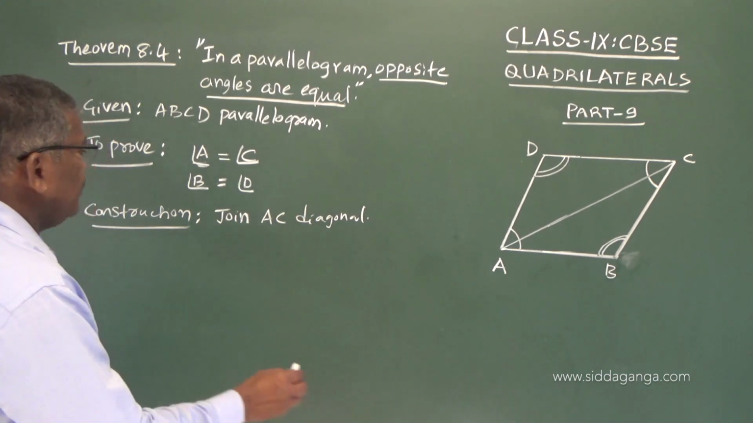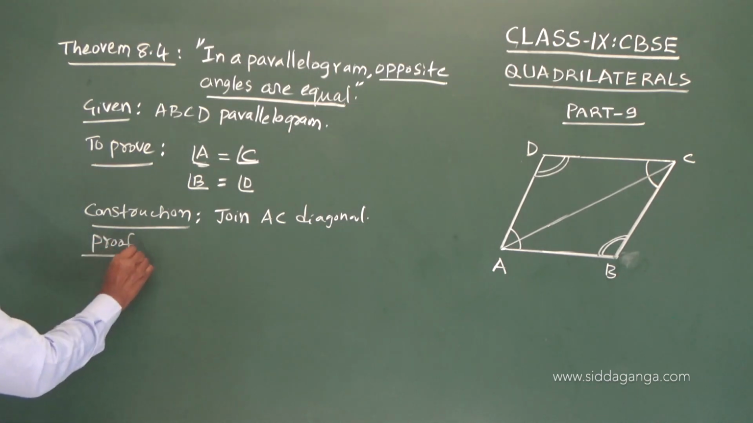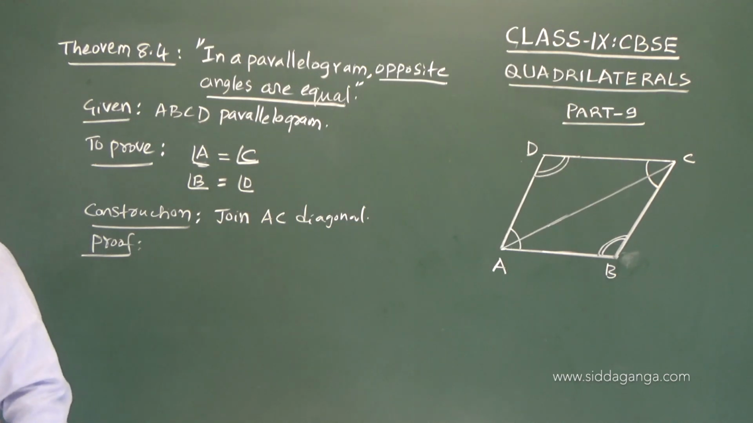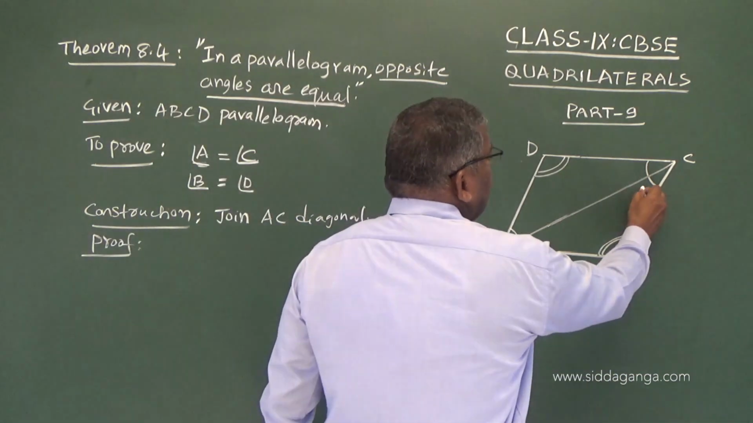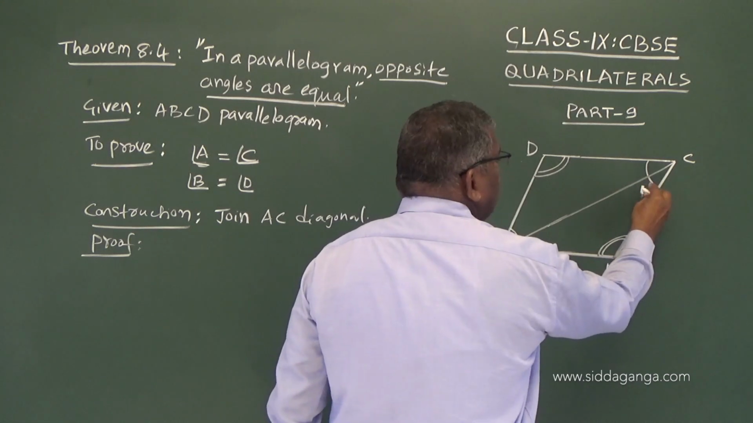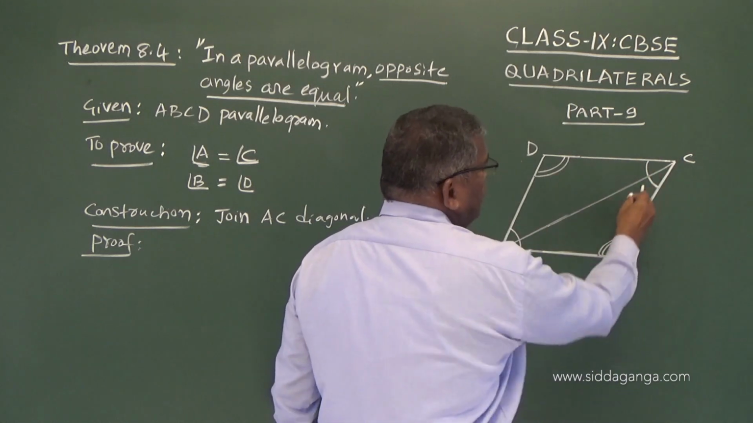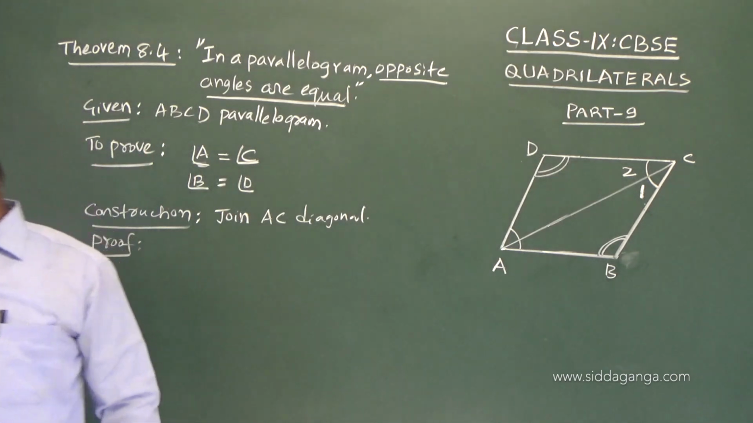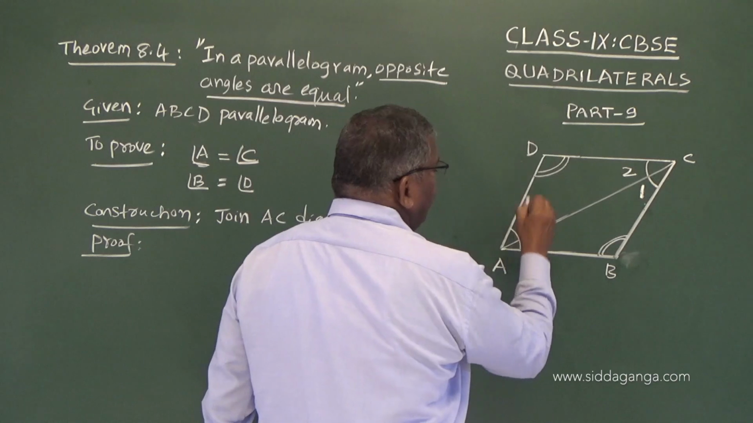So now we shall proceed with the proof. Proof. Now for convenience purpose I will mark these angles: this smaller angle, so that is ACB, this is angle 1, angle 2, and this is angle 3 and angle 4.